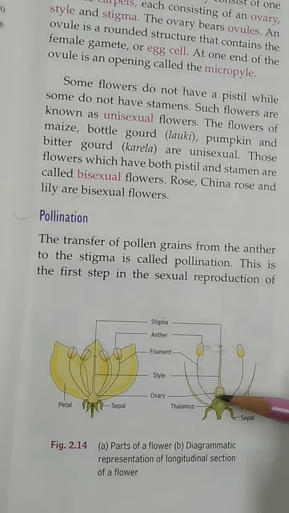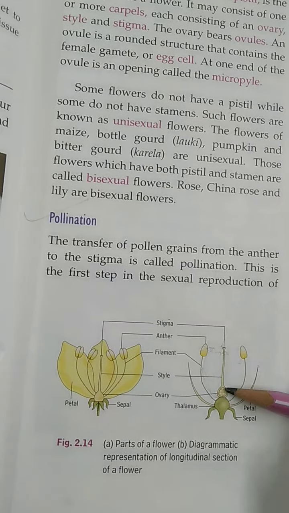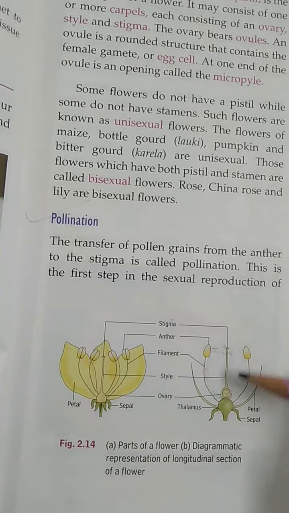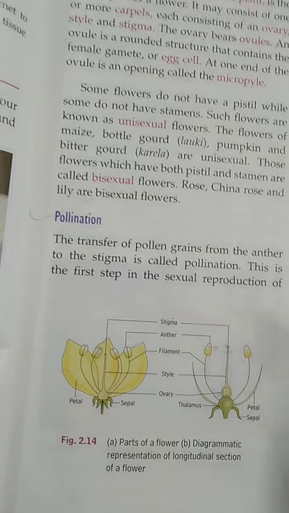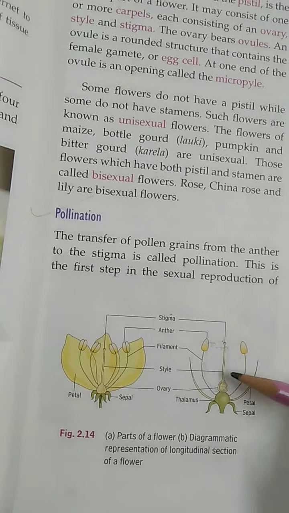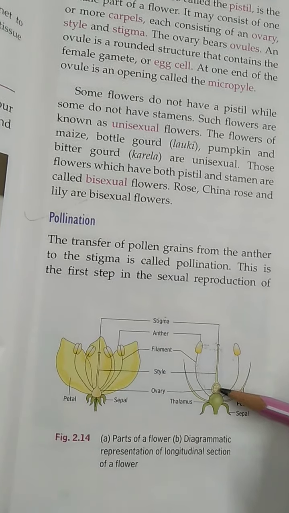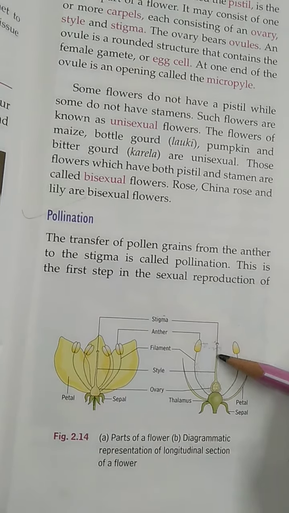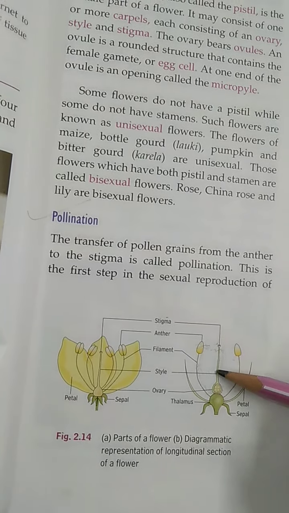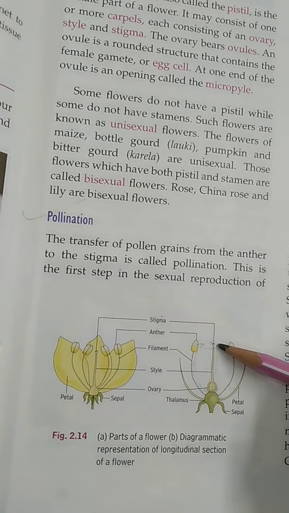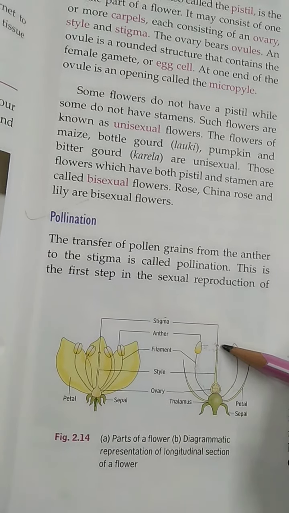Now gynoecium is the innermost whorl of the flower. And students, it is the female reproductive part of the flower, and this gynoecium is also known as the pistil. This gynoecium mainly forms of three parts. The lowermost part is known as the ovary, and the part next to the ovary is known as the style, and then the uppermost part of this gynoecium is known as the stigma.